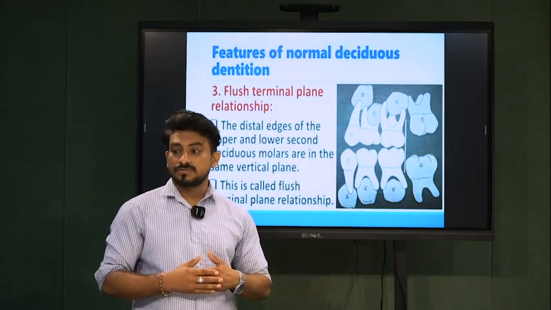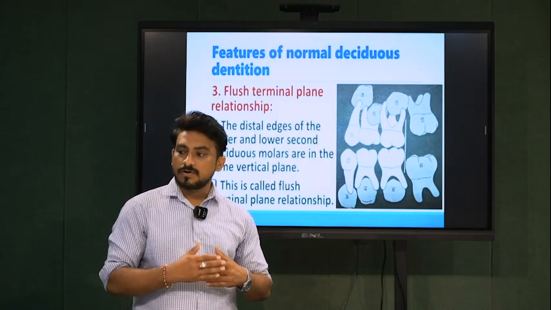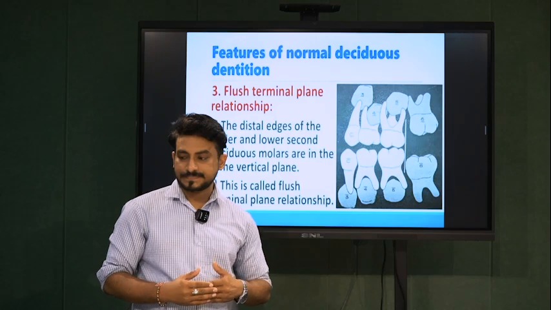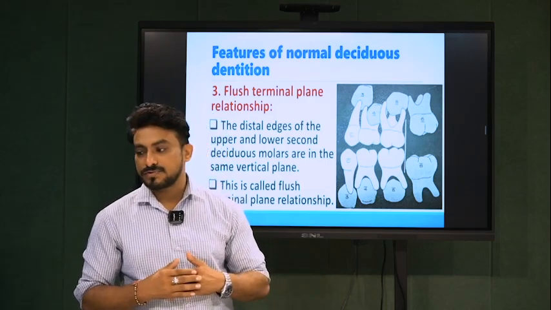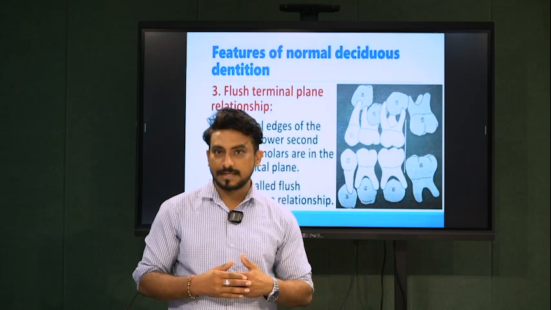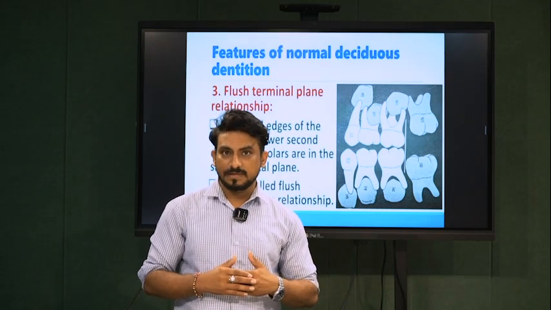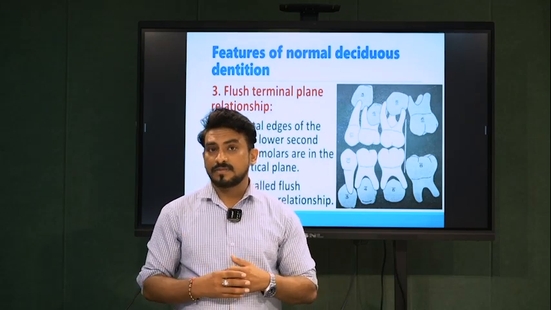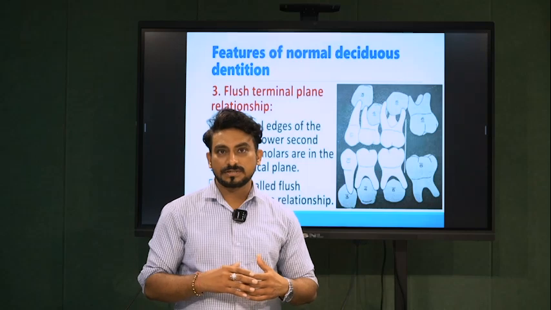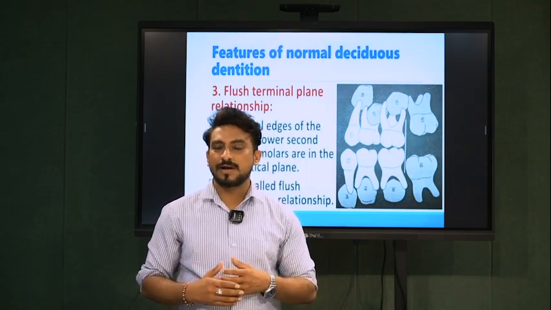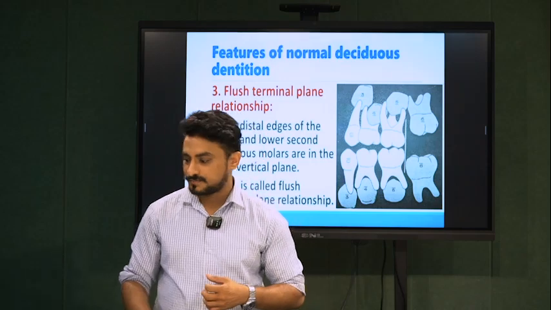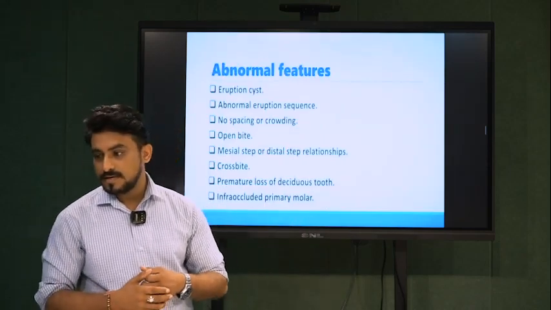Features of the normal deciduous dentition. First, terminal plane relationship. The distal edges of the upper and lower second deciduous molars are in the same vertical plane. This is called the first terminal plane. Now we can see further the mesial step and the distal step, and how to convert to class 1, class 2 end-on and the class 3 molar relationship.